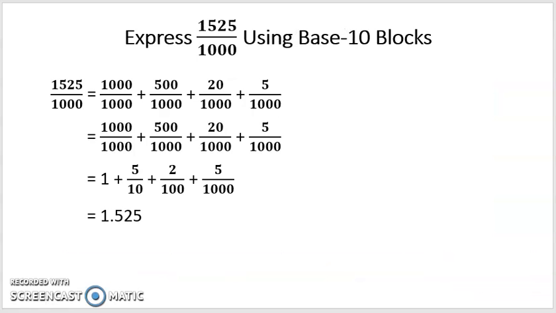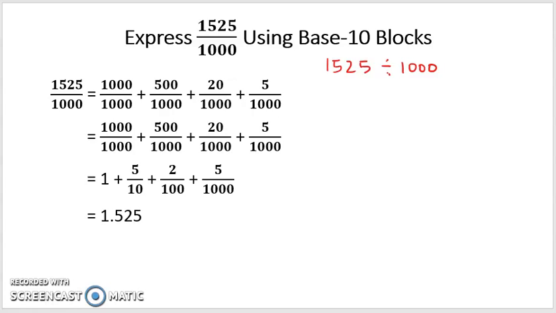Now we can also go back in the other direction. If I give you a fraction, 1,525 over 1,000, how would I represent that with base 10 blocks? Well, first we have to write it as a decimal. The quick and easy way to write it as a decimal is obviously to just use a calculator, divide 1,525 divided by 1,000. But as you know, I don't want, and you don't want, your students to become calculator dependent.